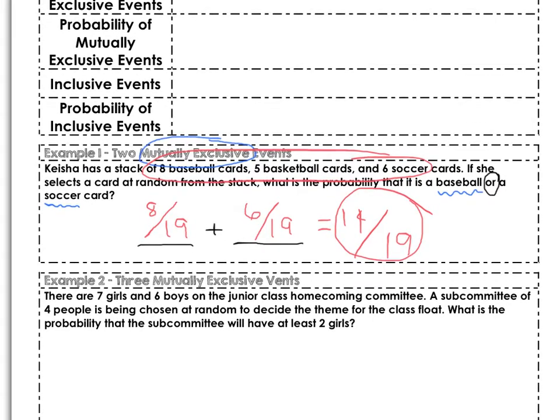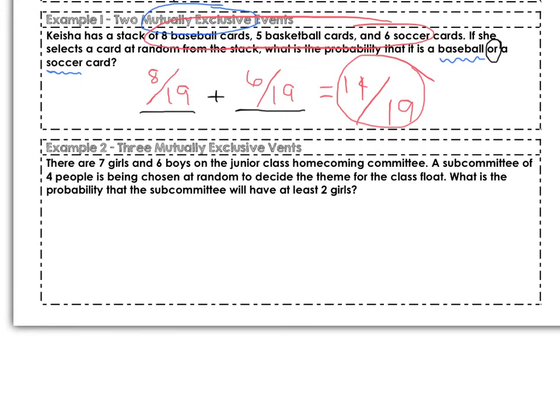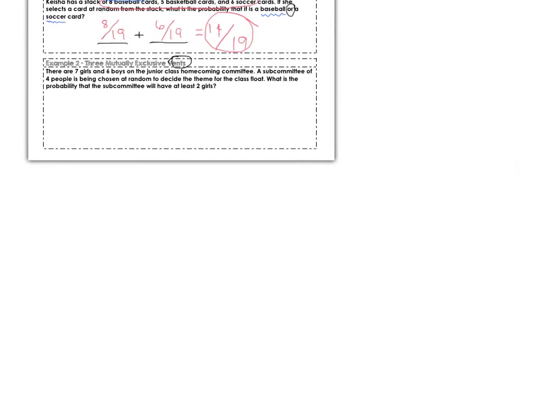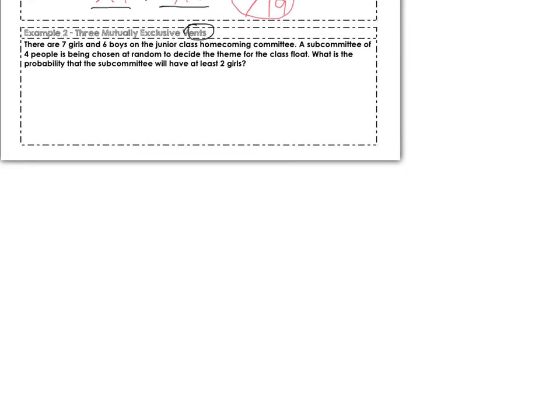All right, let's look at our next problem where we have 3 mutually exclusive events. Got a little bit of an error here. There are 7 girls and 6 boys in the junior homecoming committee. A subcommittee of 4 people are being chosen at random to decide the theme for the class float. What's the probability that we'll have at least 2 girls on this committee? I'm zooming out because I'm going to need some space on this one.